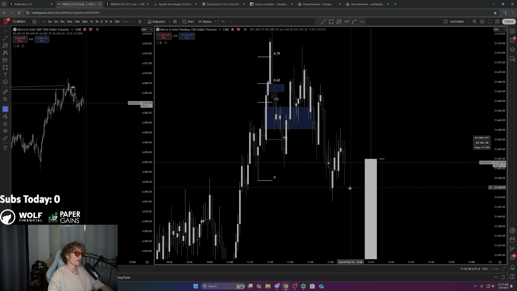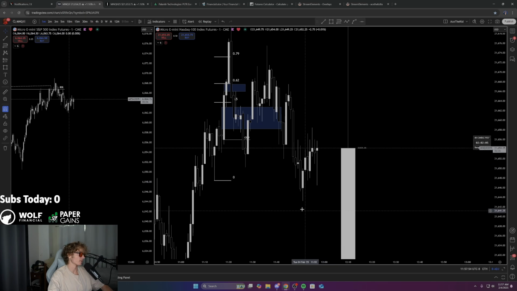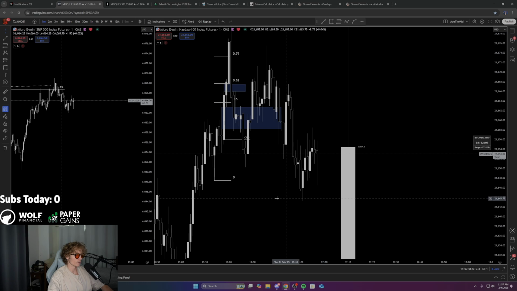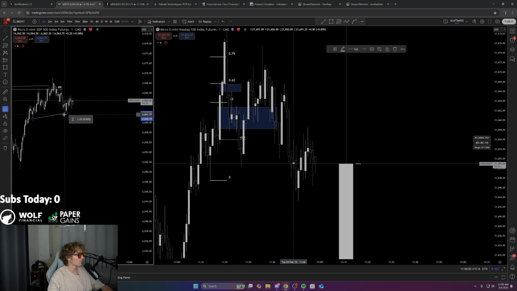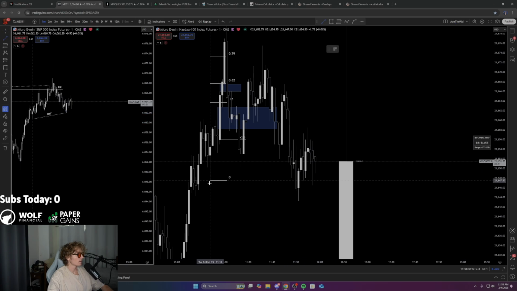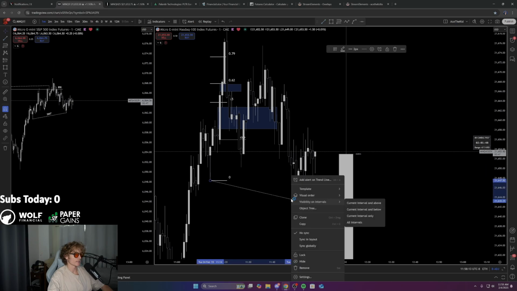Trying to get bought up here. Don't love that candle wick. I thought we were going to distribute to the lows here. You can see we're continuing. We're trying to make higher lows from the low we swept on NQ and making the higher low on ES. So we do have an SMT against us.